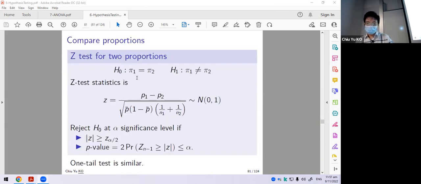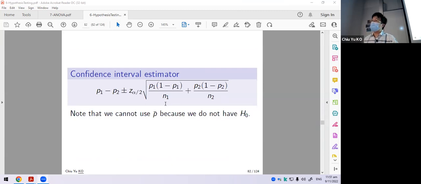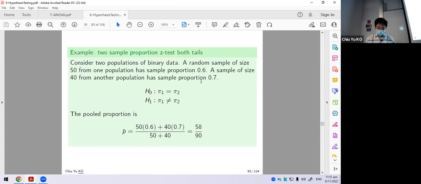The Z-test is the same as the one sample version. The only thing I want to highlight is the interval estimator, where you don't use the P bar. The reason is you don't have the H null where they are the same, because you are talking about an interval estimator. By definition, you are saying they have different means, so you don't pool them together. That is the only technical point I want to raise here. It's good to go through this example, and you will see everything is very similar to what we do for the one sample case.